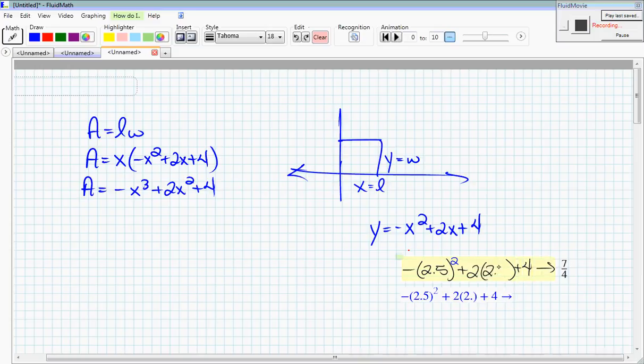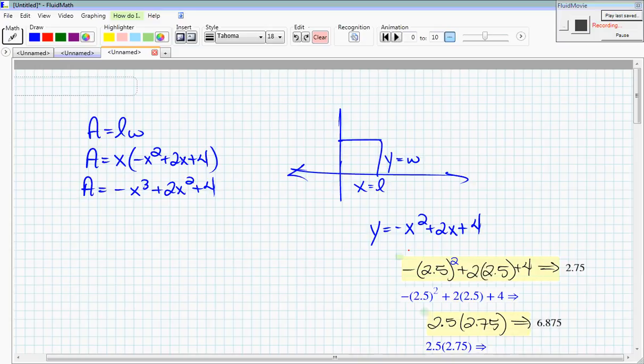we've got a little misread there with the 5. What we get is 11 over 4, or 2.75. So if x is 2.5, then y is equal to 2.75. Therefore, 2.5 times 2.75 would give us an area of 6.875.